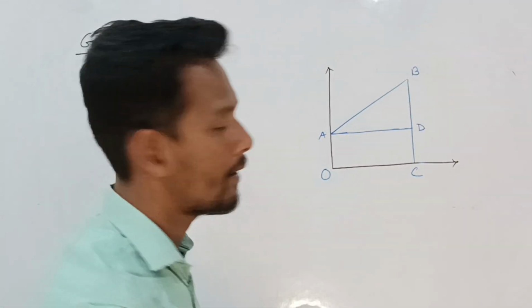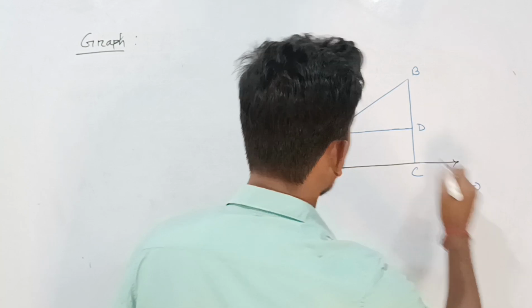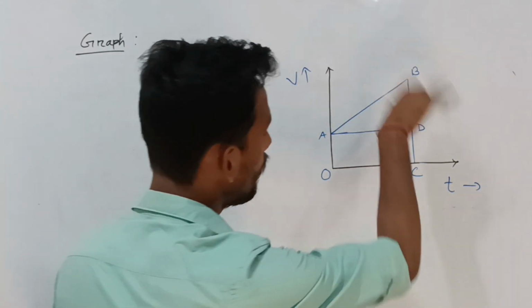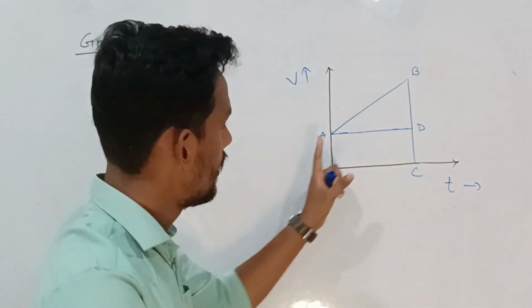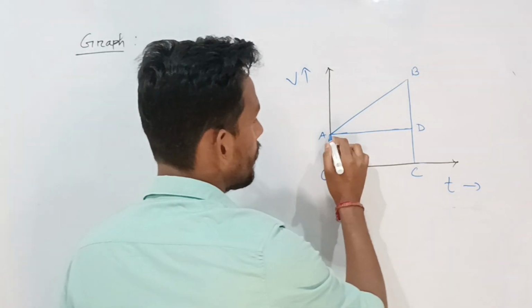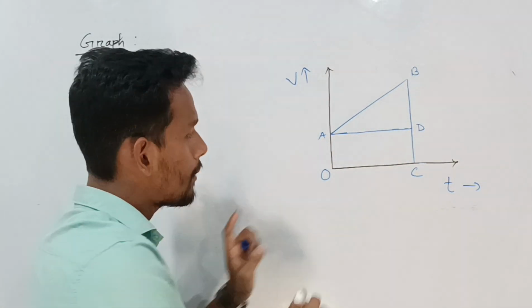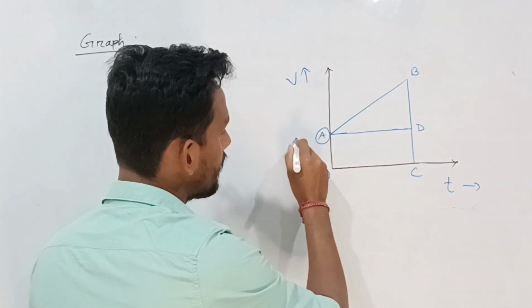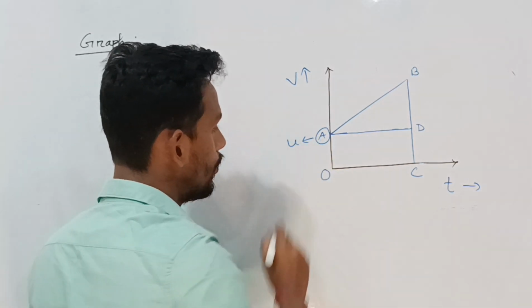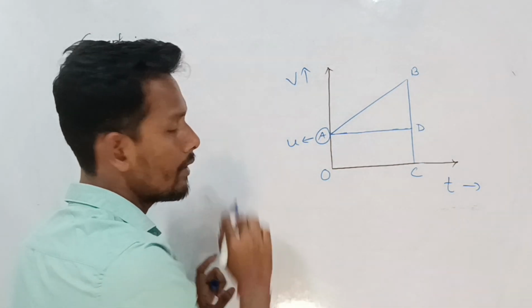Suppose in this graph, this is our time axis and this is the velocity axis. So this graph will give you the acceleration. In this graph an object is moving from A to B. So obviously at A the initial velocity is not 0. Suppose at A the initial velocity is u. Clear? So the initial velocity is u.